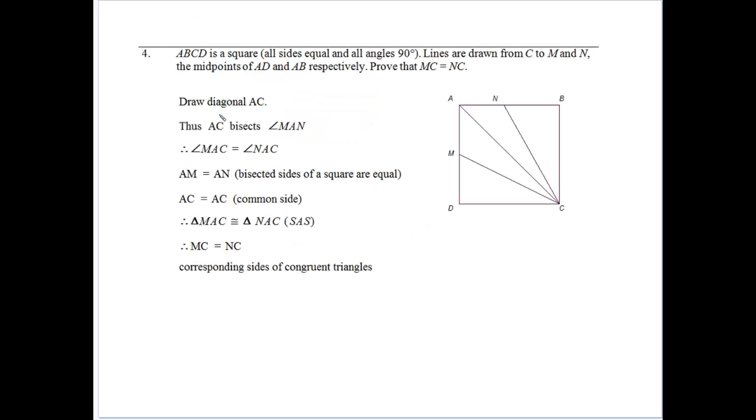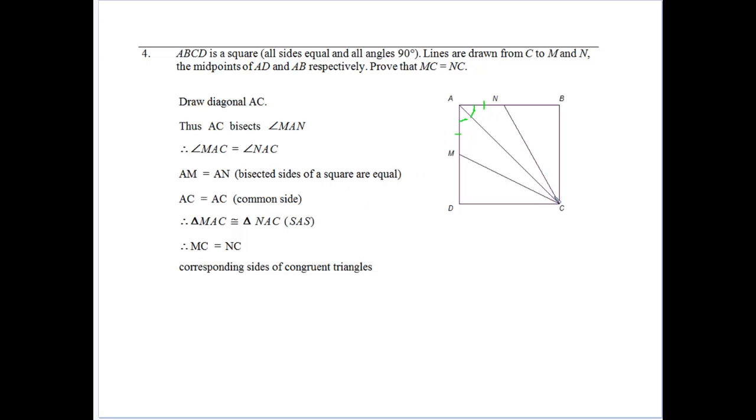In this one, we've got ABCD, a square, and lines are drawn from C to M and N, and they're midpoints. So what we need to do first is draw a diagonal AC. And we know that if we draw a diagonal, it must bisect the angles. They both become 45 degrees. So we know MAC and NAC would be equal. So there's an angle. We know that AM and AN must be equal as well.